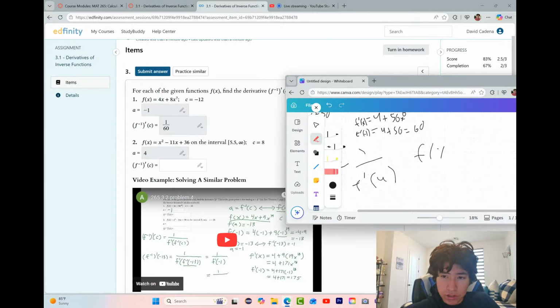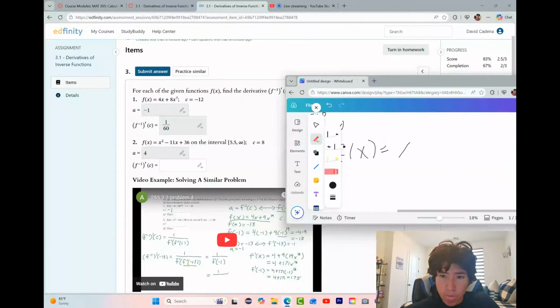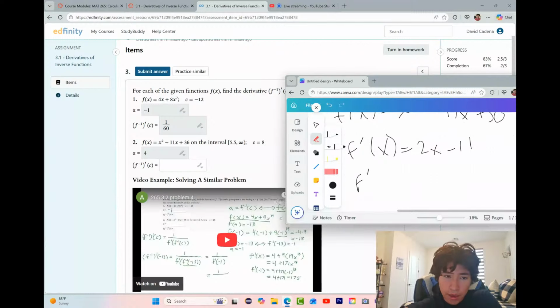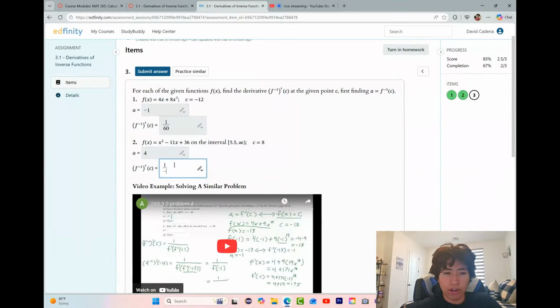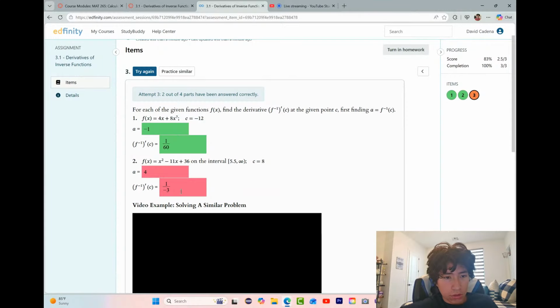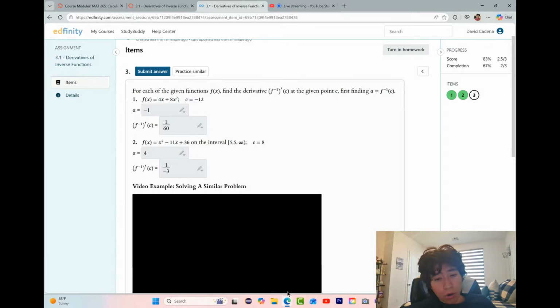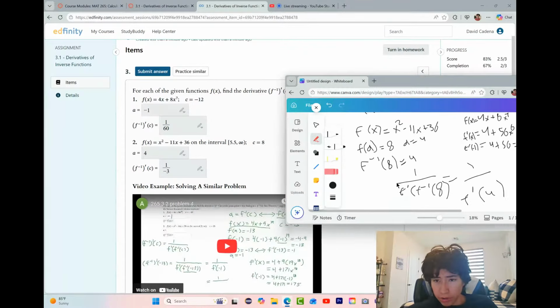So we have f of x equals x squared minus 11x plus 36. f prime of x equals 2x minus 11. Finally, f prime of 4 equals 8 minus 11, which equals negative 3. So 1 over negative 3. That's wrong? Oh, no. What did we get wrong?